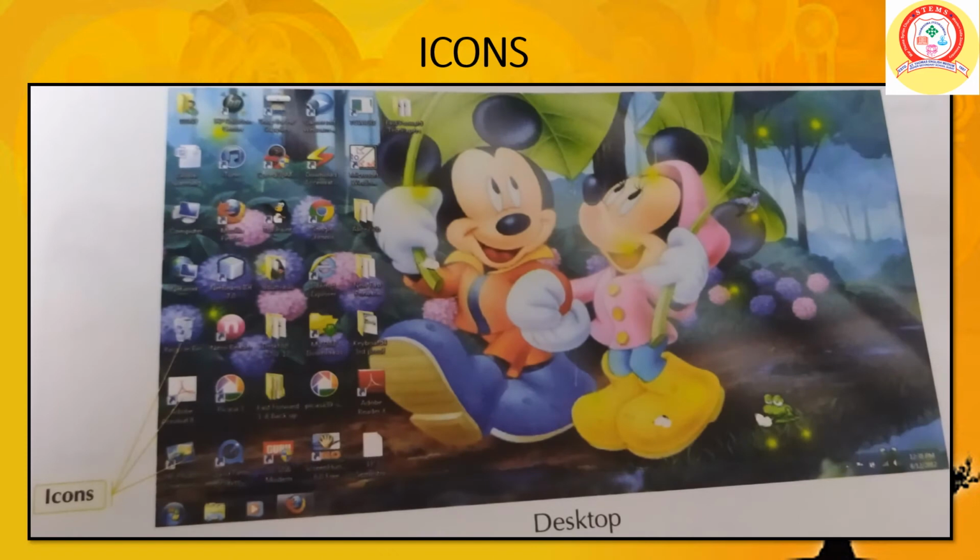Icons. What are icons, children? Children, when you switch on the computer, the first screen which appears on the monitor is called the desktop. Where you can see small pictures on the desktop, you call them icons. Small pictures which appear on the desktop are called icons.